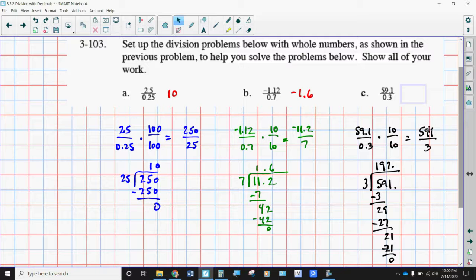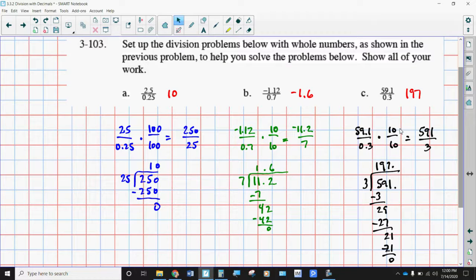So it becomes 591 divided by 3. And I did the adding. Turns out 5 plus 9 plus 1 equals 15. So I knew I was going to get a whole number for my answer. Turns out 591 divided by 3 is 197. So 59.1 divided by 3/10 is also 197.